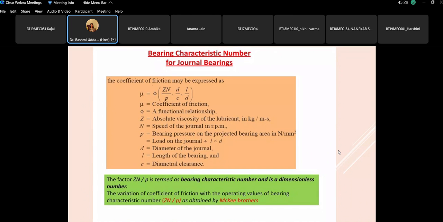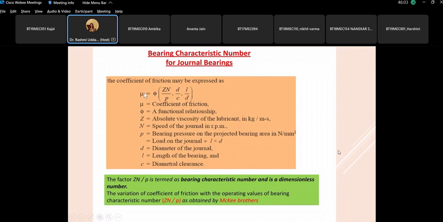Now there are more important terms. One is the bearing characteristic number, that is ZN by P. This ZN by P is an important term. It's a frictionless number. Z is the dynamic viscosity or the absolute viscosity in poise or in Pascal seconds or in kg per meter second. N is the speed of the journal and P is the bearing pressure, which is load upon the area. Area is always taken as L by D. L is the length of the bearing and D is the diameter of the journal.